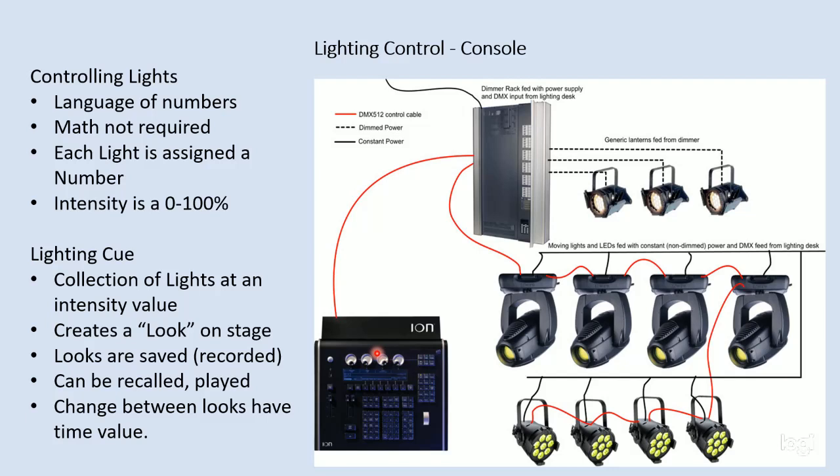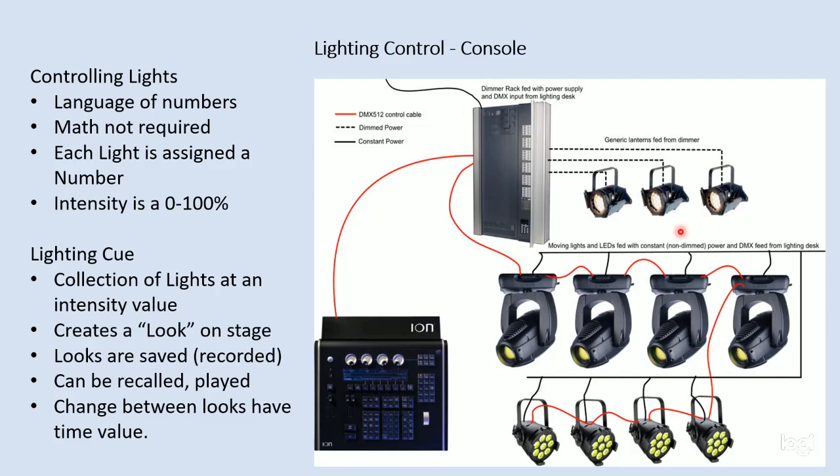Now, a lighting cue is a lighting look on stage. It is actually a collection of lights that are set at a value. So maybe this first light is set at half, our second light is at full, and our third light is at 0, and we like that look. If we like that look, then we can save that as a lighting cue or record it.